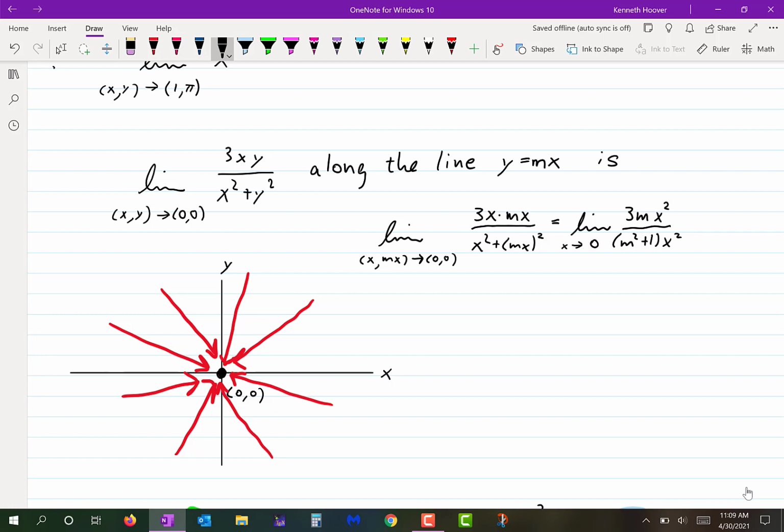Okay. Well, I think when we did y equals 2x, I used L'Hopital's rule, didn't I? But now I realize that it's actually a little bit easier, because we can just cancel out the x squareds, couldn't we? That would have been faster than using L'Hopital's rule twice. Well, what do we end up with? We end up with 3m over m squared plus 1. That's the answer.